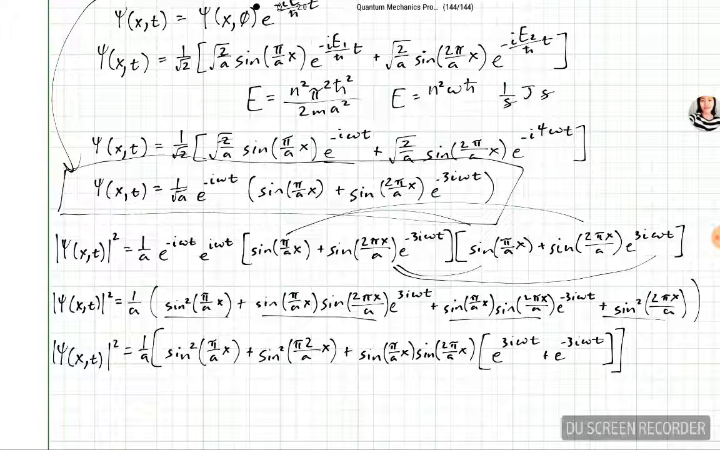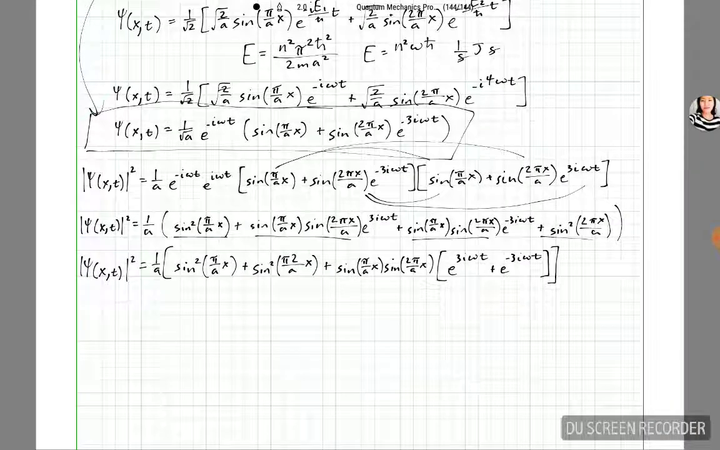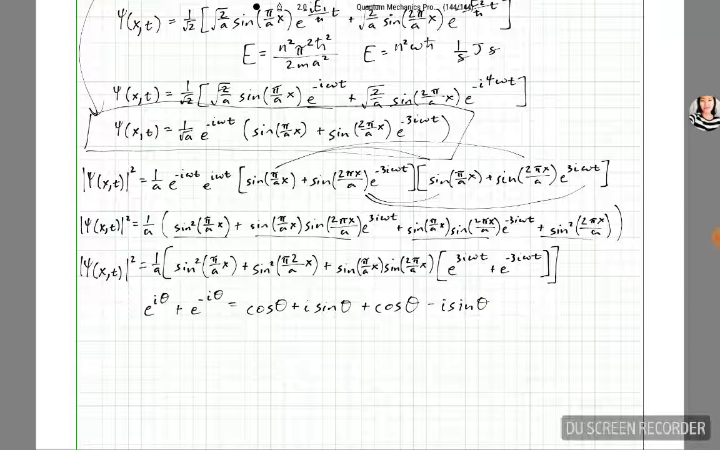Okay, now we're going to use that Euler relation that he told us to use in nice terms before. So if I have e to the i theta plus, say, e to the negative i theta, I have cosine theta plus i sine theta plus cosine theta minus i sine theta. So I can go ahead and replace those exponentials there. And my i sine terms are going to cancel out, and I'll just get two cosine terms.